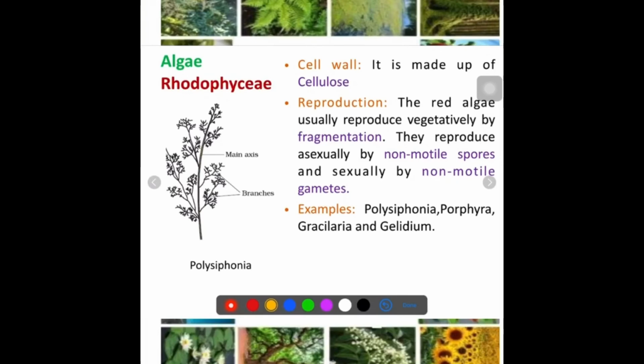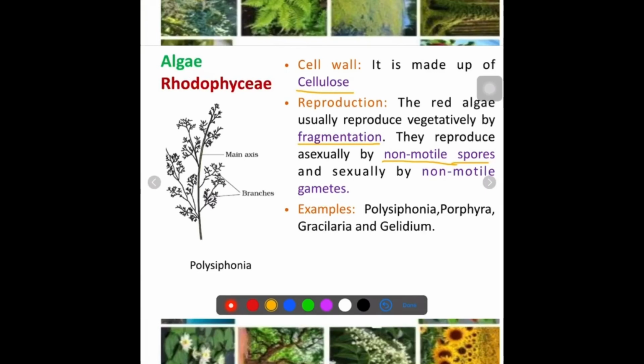Now regarding the cell wall, as it is a plant, obviously its cell wall is made up of cellulose. Reproduction occurs in three ways as usual. Vegetative reproduction is by fragmentation. In asexual reproduction, remember here in Rhodophyceae, reproduction occurs by spores, but here the spores are non-motile. In the previous two, Chlorophyceae and Phaeophyceae, motile spores are present, which we call zoospores. But here non-flagellated, non-motile spores are present, which are responsible for asexual reproduction.